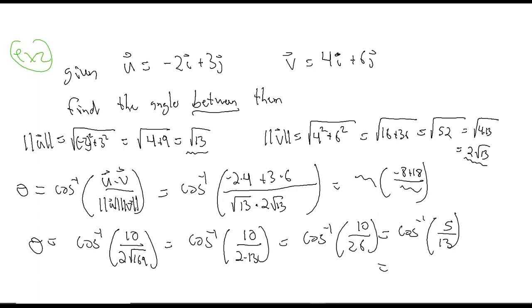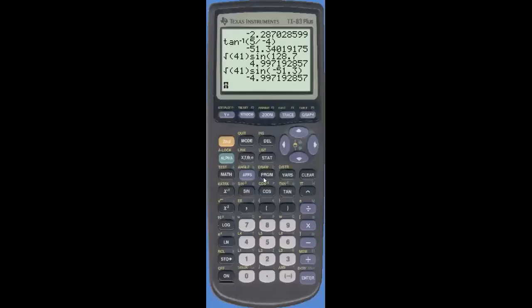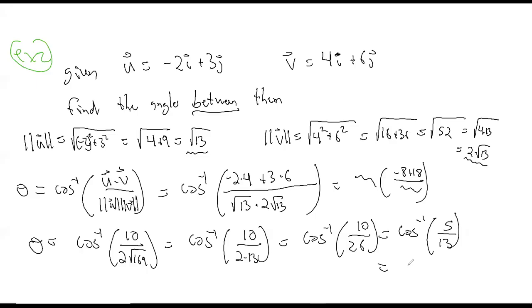We go to our calculator. Inverse cosine of 5 divided by 13. And you get 67.4 when you round to the nearest tenth. 67.4 degrees. So definitely not orthogonal. And you could have told that with just doing the dot product.